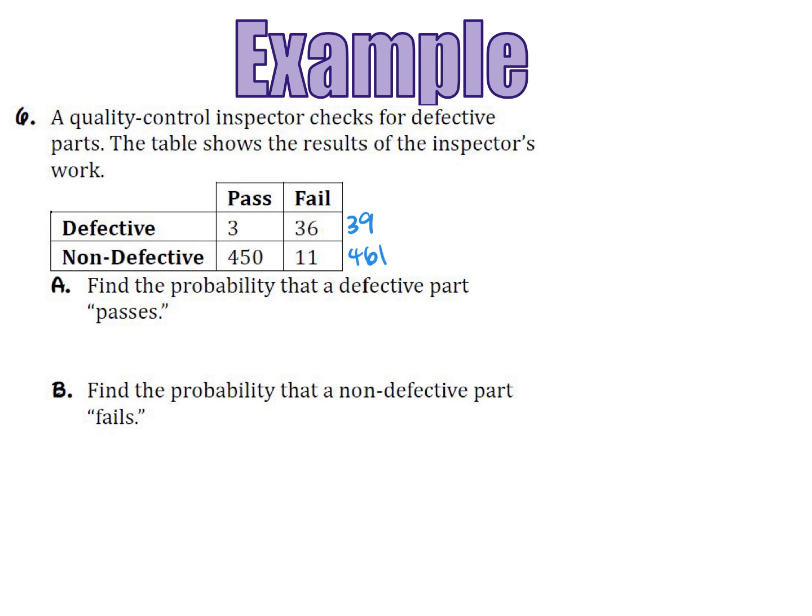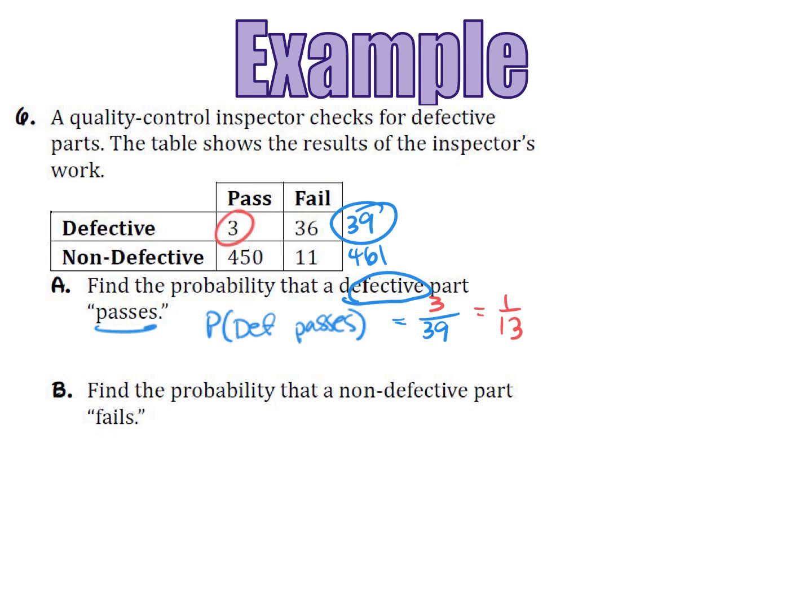So find the probability that a defective part, so knowing that it is defective, there are 39, passes. So what we want to know is the probability that we have a defective part that passes. So of the total defective parts, 39, how many of them pass? 3. So that probability is 3 over 39, or 1 over 13.